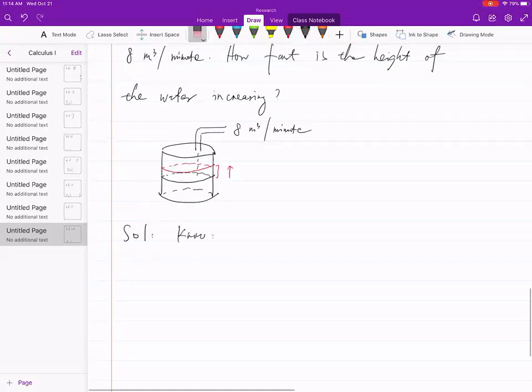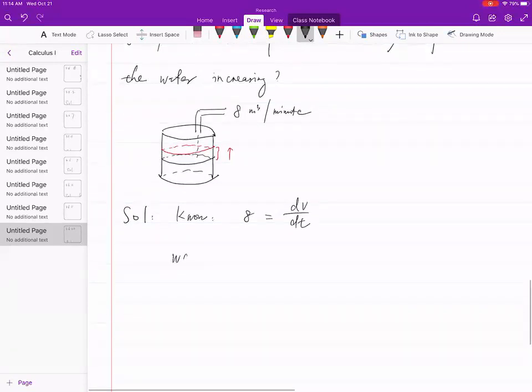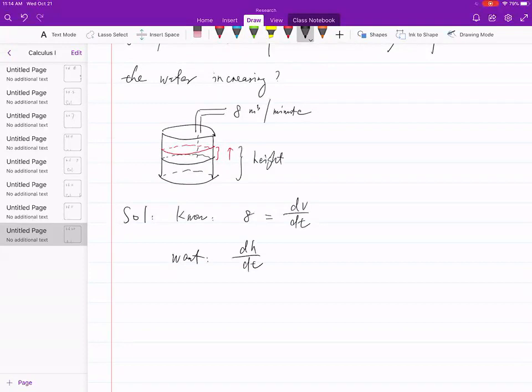Always write down what you know and what you want. What you know is 8 meters per minute. That's the changing rate of what? I have to say that's the changing rate of the volume. The volume of the water in the whole tank is increasing as you pour more water in, and the rate is 8 cubic meters per minute. What do you want? You want dH over dt, where h stands for the height of the water in the tank. Sounds good?